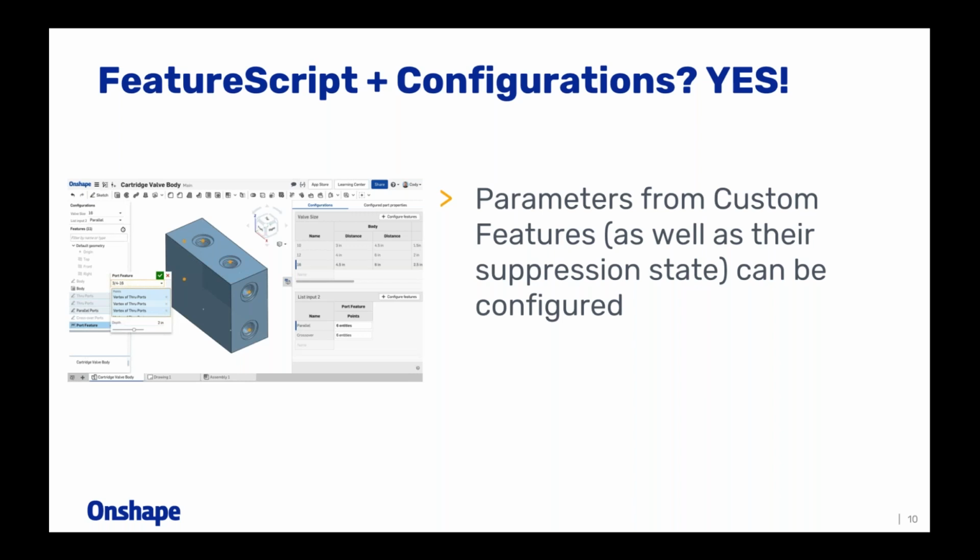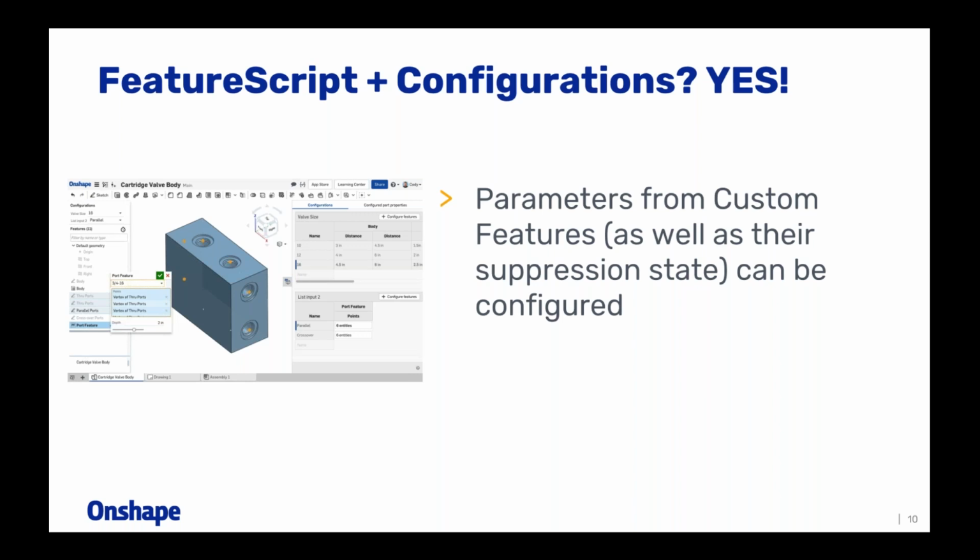Some excellent examples that I've seen: the Beams feature. The Beams feature is one of the most popular custom features out there for building library standard profile sweeps, and it's great for structural builds and things like that. And oftentimes you want to configure things like the beam size or different ways that it merges and so on. You can do all that.